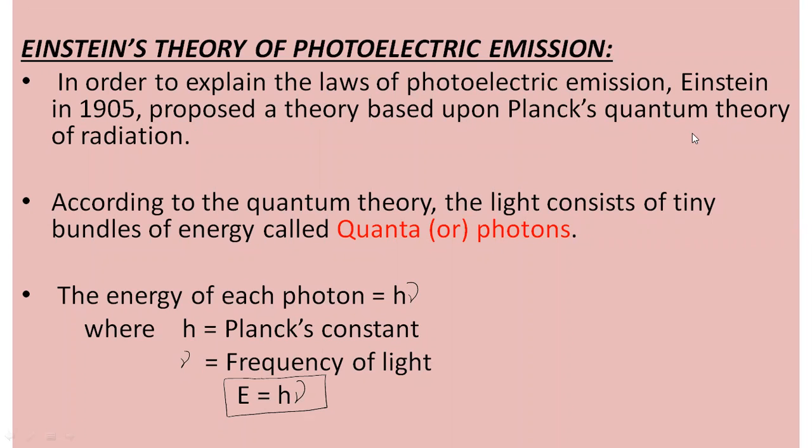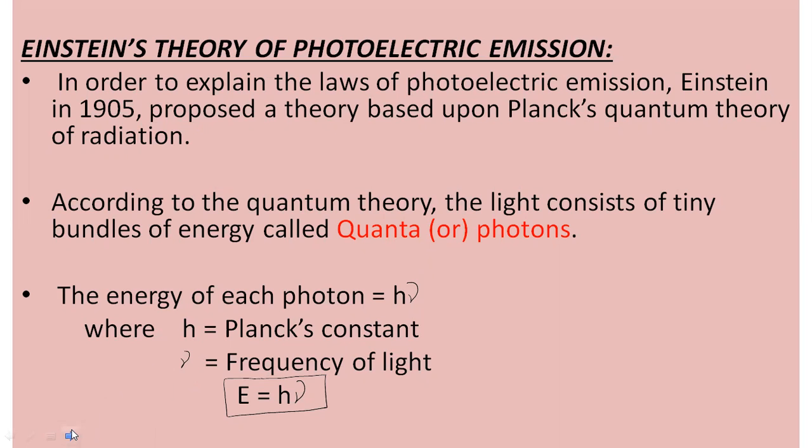radiation. So, as we know, Planck's quantum theory of radiation says that the energy is present in a discontinuous form, that is, in the form of short packets of energy, which are also called quanta, or you can call them photons. So, according to this quantum theory, light consists of tiny bundles of energy, which are called quanta or photons. As we know, the energy equation for a photon is h nu, where h stands for Planck's constant and nu stands for the frequency of light. So overall, the energy equation will be E is equal to h nu.